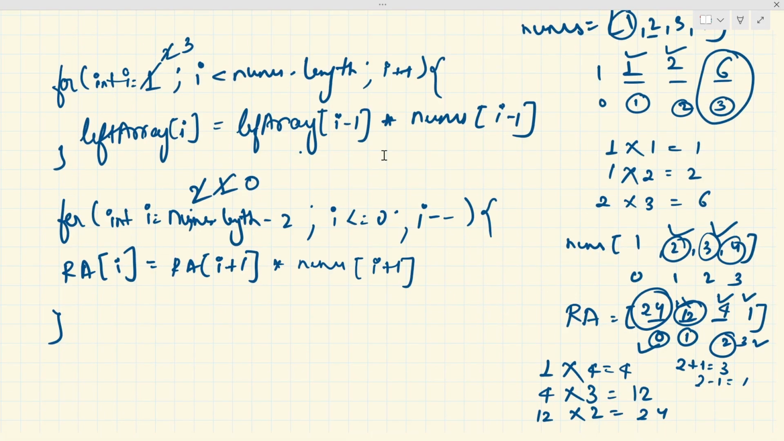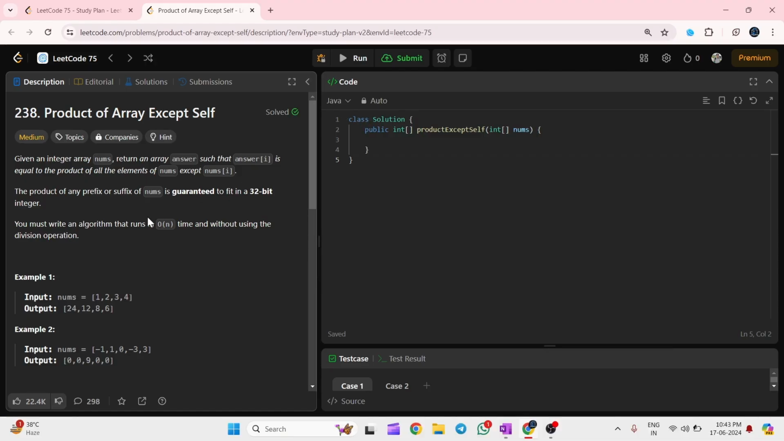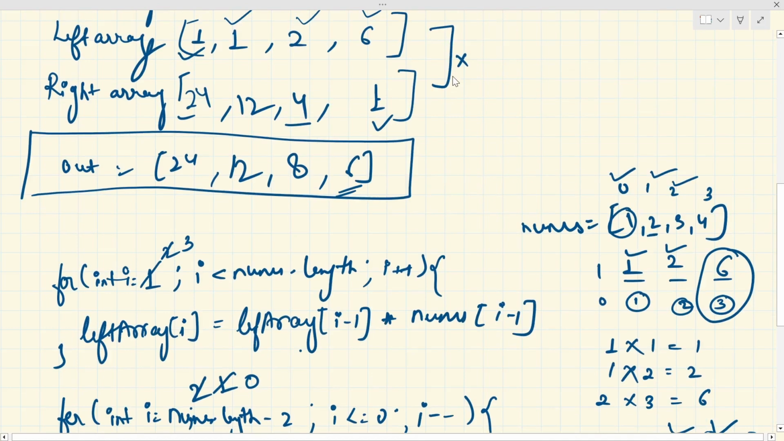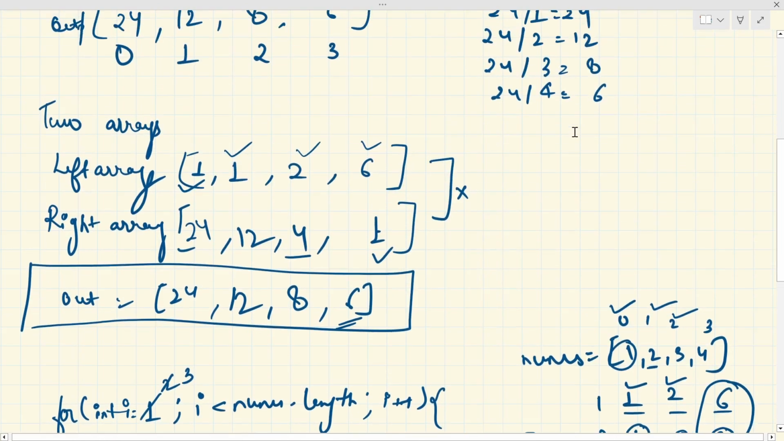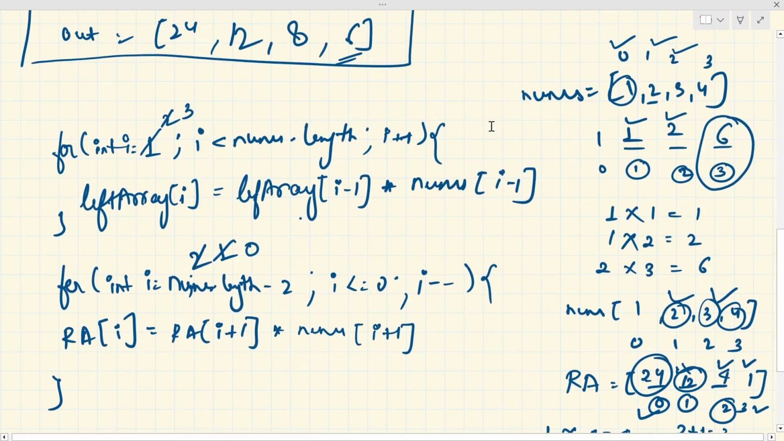Okay, why did I choose an array? Because the question says that I have to do it in O(n) complexity. And why did I choose multiplication over division? Because division is not allowed. We have to solve this without using division. That's why I use multiplication to solve this question.